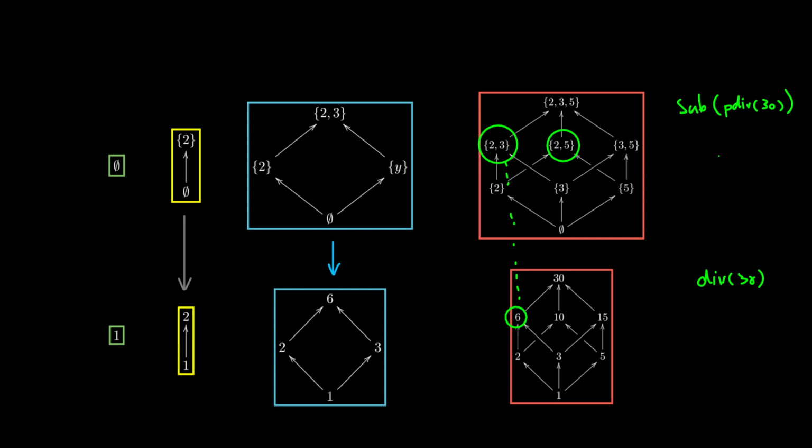What we've produced here is two maps, one going from the subsets of all prime divisors of 30 into the divisors of 30, and then backwards from all divisors of 30 into the subsets of all prime divisors of 30. Okay, so what we've done here is produced a partially ordered set isomorphism between two different objects.